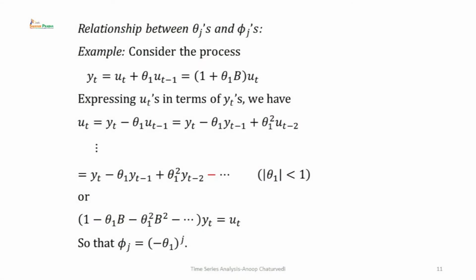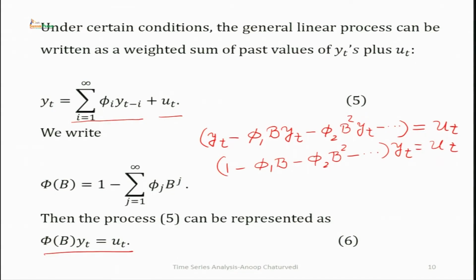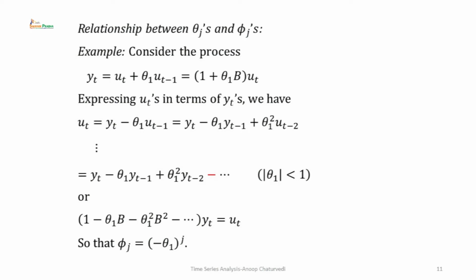Of course, in some other lecture we will discuss the conditions under which we can express the general linear process in this form. But just for illustration purpose, to show how you can write the first form of the general linear process into the second form, let us consider this process y t equal to u t plus theta 1 u t minus 1, or you can also write it as 1 plus theta 1 B u t. Then you can express u t's in terms of y t. So, from this equation u t is equal to y t minus theta 1 u t minus 1.